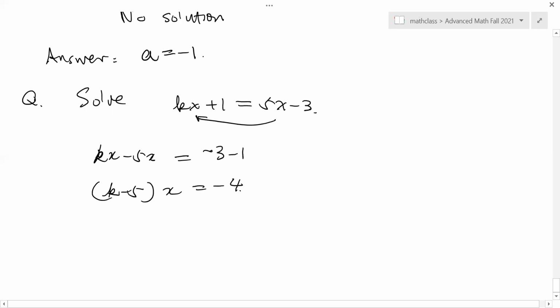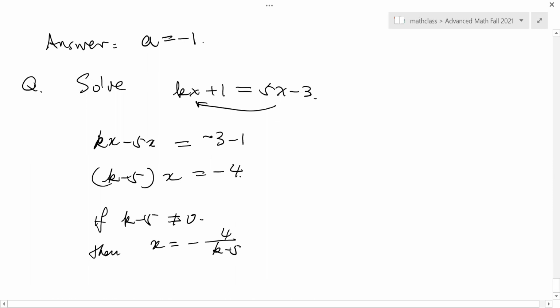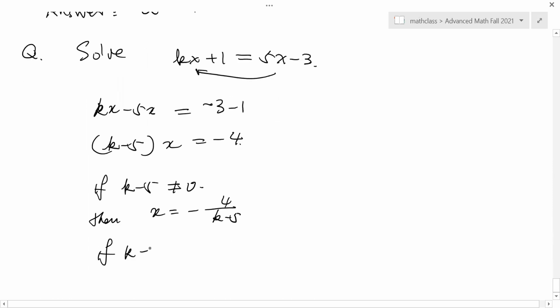Okay. So (k minus 5) times x equals negative 4. Then there are two cases here. If k minus 5 is not 0, then you do have one solution. If k minus 5 equals 0, i.e. k equals 5, then it has no solution.